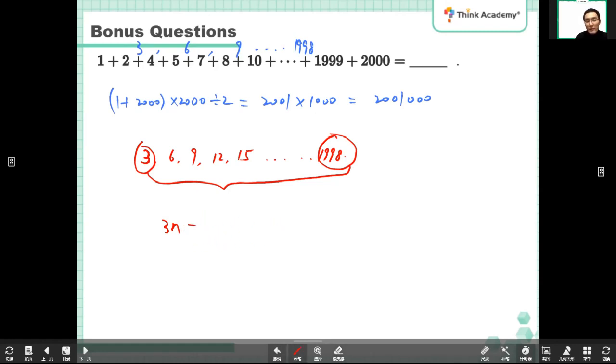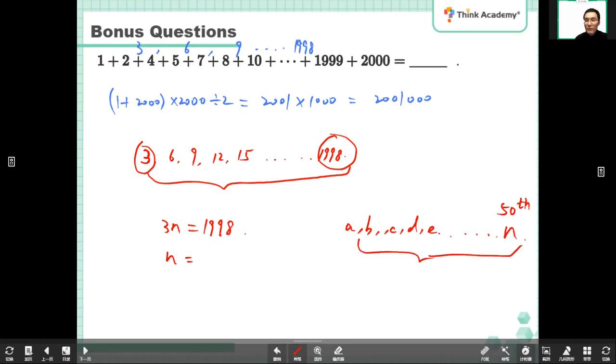So we let 3n, we equate it with the last term, 1998. And whatever n is, that will be the number of terms. Because for a sequence, for example, a sequence made totally with letters A, B, C, D, E, dot dot dot. Say the last term is n, and I know that it is the 50th term. Then for sure, because this is the last term and it's the 50th, there will definitely be 50 terms altogether. Okay, that's the logic behind.